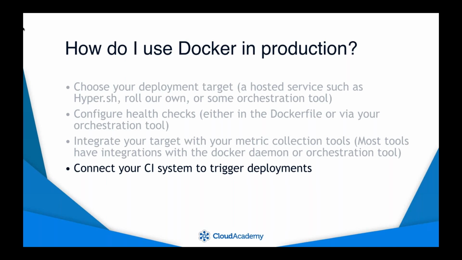This might be, if you're using Docker Compose, maybe you do a docker-compose up, or maybe you do a Docker push, you push your image and it's listening to something like that. Or if you're using Kubernetes, maybe you make a call to the update deployment API and change the tag of the image that's running. So regardless of whatever thing that you choose, you want to figure out a way to connect your CI system to that infrastructure so you can trigger deployments.